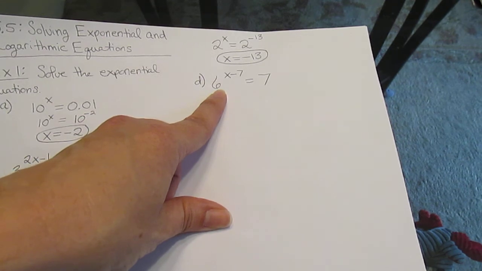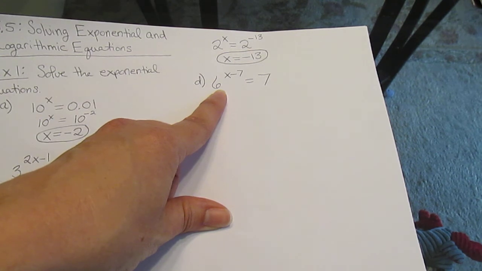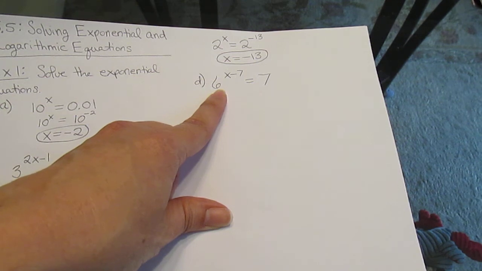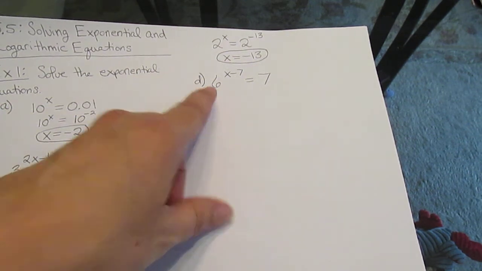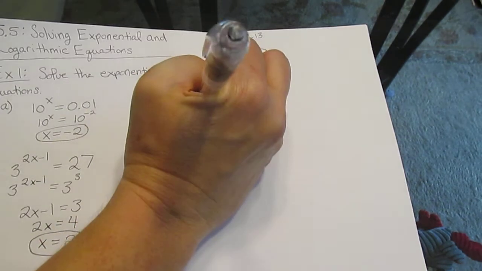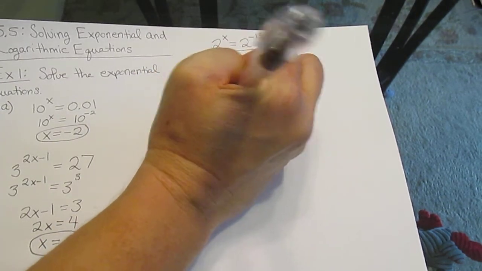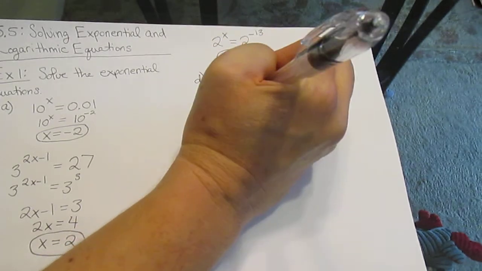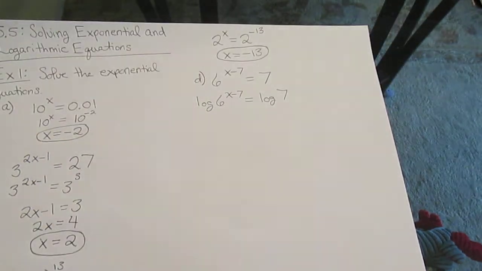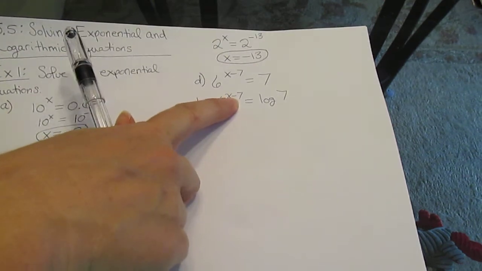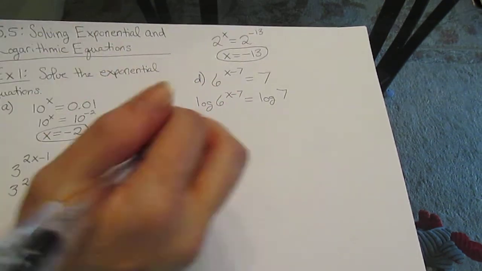You can take the log of both sides. And more specifically, I would take the log base 10 or the natural log because you have both of those keys in your calculator. Okay, but I'm just going to do log base 10 for this example. So let me take the log of both sides. And then what can you do with an exponent? You can bring it down in front.